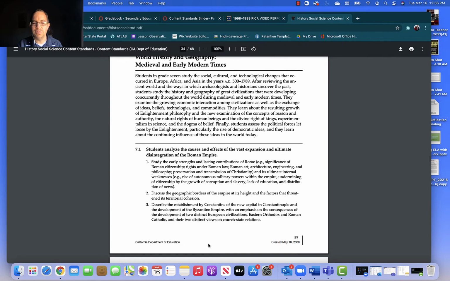So if you were going to go tomorrow, or next week, and teach, and focus on discussing the geographic borders of the empire at its height and the factors that threaten its territorial cohesion, I want to see something. Do you have a lesson plan for that? Do you have a strategy for teaching that? Do you have any of those 7 items related to that? I only need one, right?